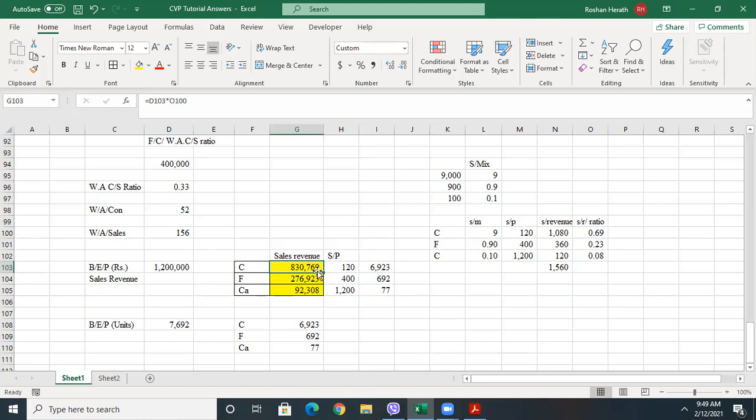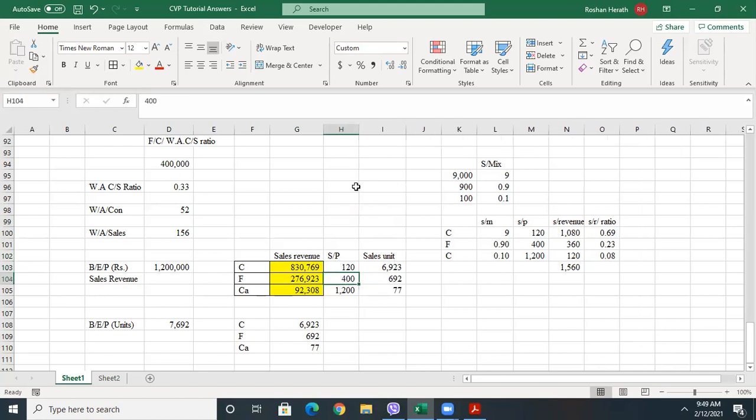Then in order to obtain the sales unit, if you know the sales revenue, you can simply divide it by the sales price. If you divide it by the sales price, you end up getting the sales unit.